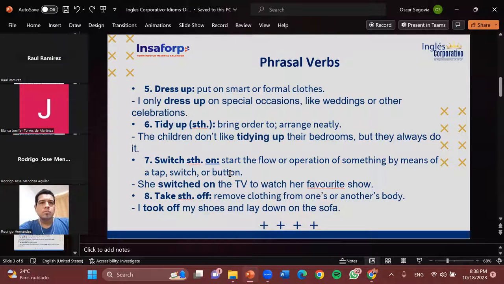Let's see. Rodrigo Mendoza, what do you think about switch something on? Switch something on, for example, in Spanish is similar to encender. For example, I switched on the lamp. Okay, great. Yes. So we understand it as similar to turning on. Switch on and turn on is basically the same thing. So here we have synonyms as well, because switching on and turning on is basically the same.